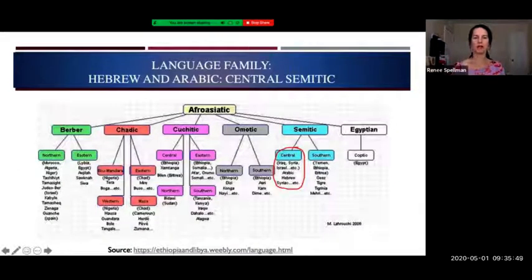Talking about the language family, as I said, they're both Semitic languages, and they're under the Afro-Asiatic language family, which has many other language families as well. If you see where it says Semitic, and below Semitic, you have Central and Southern Semitic. And so Hebrew and Arabic are both under the Central Semitic language family.